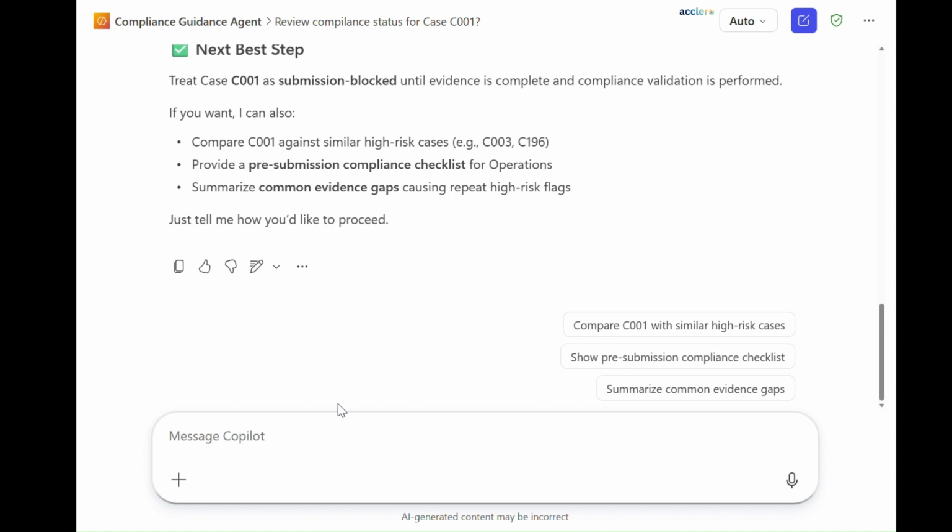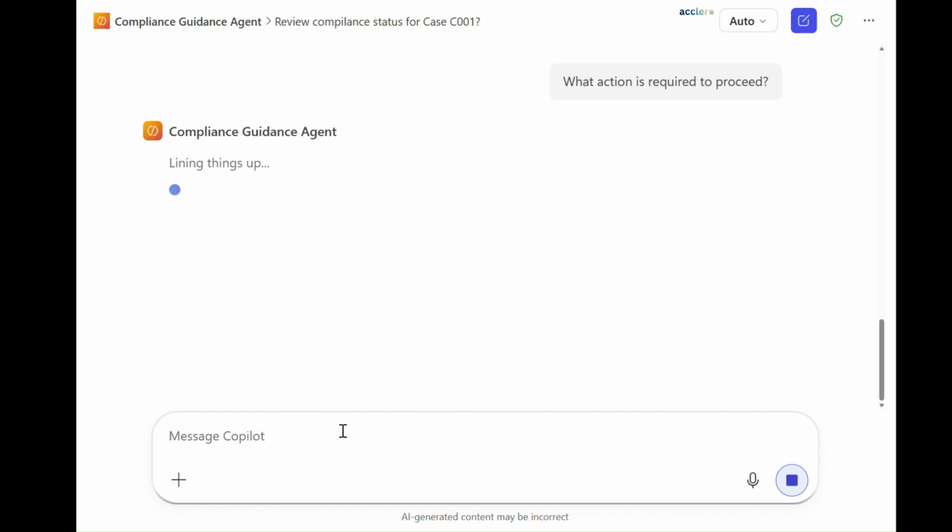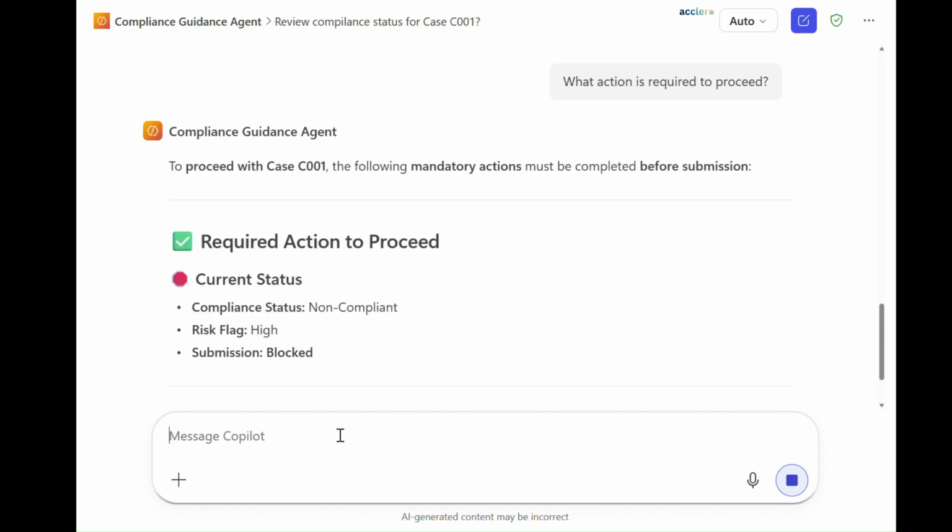Let us go to the second use case, which is real-time correction. Let us give the prompt: what action is required to proceed. The agent recommends adding the missing quality evidence immediately. This ensures the case meets compliance standards before completion.